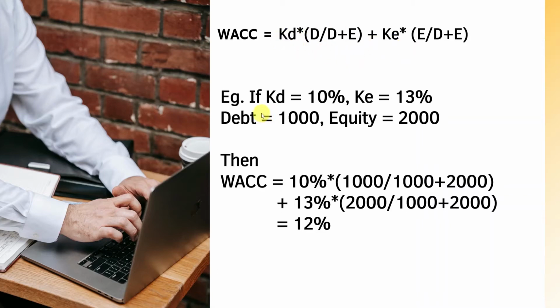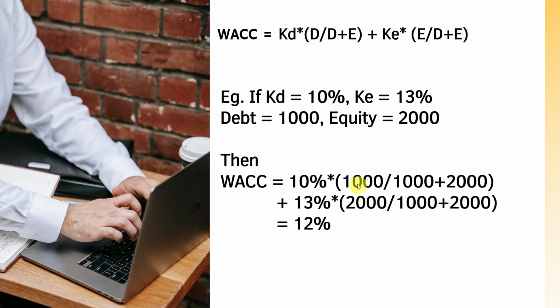For example, if a company has a cost of debt, KD, of 10% and KE of 13%, alongside debt of 1000 and equity of 2000, it means that inside the capital structure, the total value is 1000 plus 2000, that is 3000. Now, how do you compute the WACC?